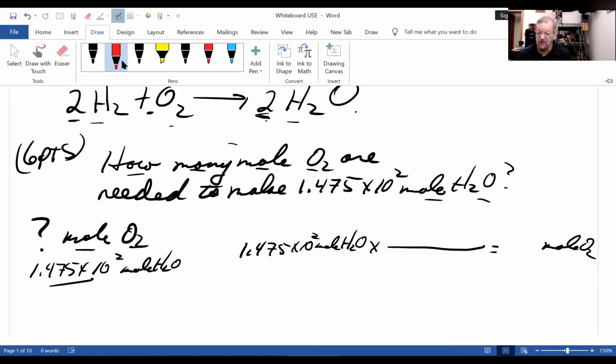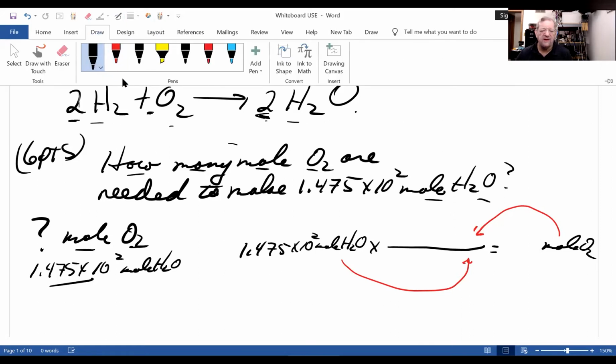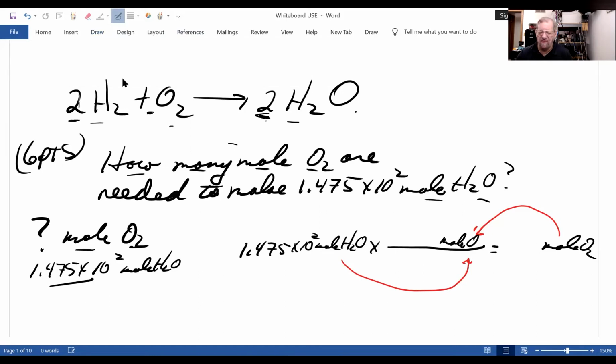Now, use your good buddy, your good friend, unit analysis. Whatever you're trying to get to goes on top of the ratio. Whatever you're trying to get rid of goes underneath. And on top, I want moles of O2. Underneath, I want moles of H2O.